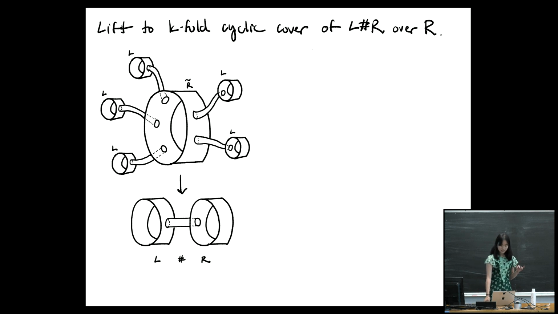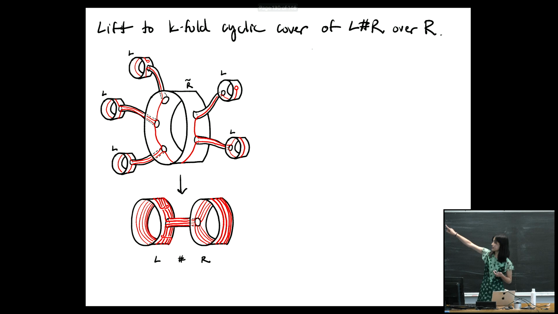And so let's see what our lifts look like in this cover. So this is our barbell in the base. This is beta K. So there's one barbell in the base. So it's going to lift to k disjoint barbells in the cover. And one of those lifts is going to look like this.